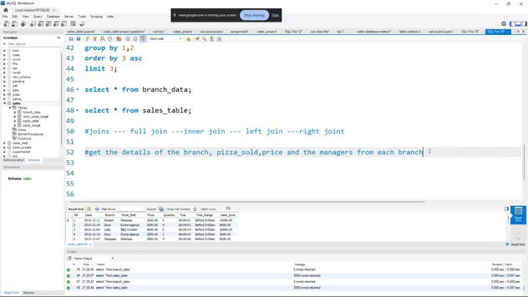So now, look at what they said we should get. They said we should get the details of the branch, that is this branch, pizza sold, this pizza sold, price, that is this price, and the managers. Don't forget, where can we see the manager? From the branch table. That's where we can see the manager. So they want the answer together: the branch, pizza sold, the price, and the manager.